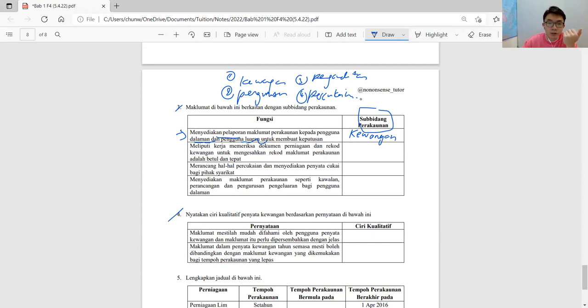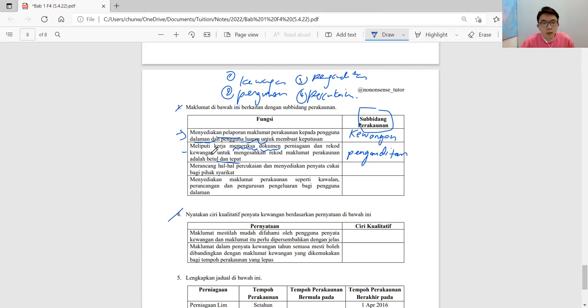All right, the second one, meliputi kerja memeriksa. Whenever you see memeriksa document, you should know what it is. Then merekod. Yes, Harris says pengauditan. Correct. Audit is always about checking, just like a pemeriksa. So this is pengauditan. Then the record kewangan untuk mengesahkan rekod maklumat perakaunan adalah betul dan tepat. This is what an auditor does.